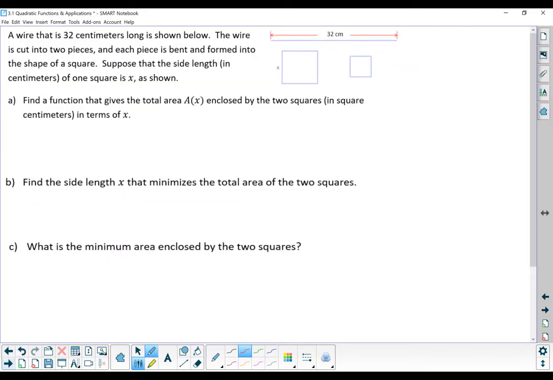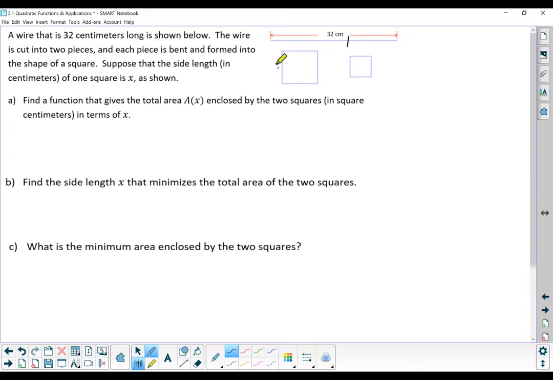Here's a variation where all of the sides are enclosed. We've got a wire. That's a little bit of a convoluted scenario. We've got a wire that's 32 centimeters long, and the wire is getting cut into two pieces. And then each of the pieces is bent to form the shape of a square. So we took this long strip of wire and we bent it into two squares.